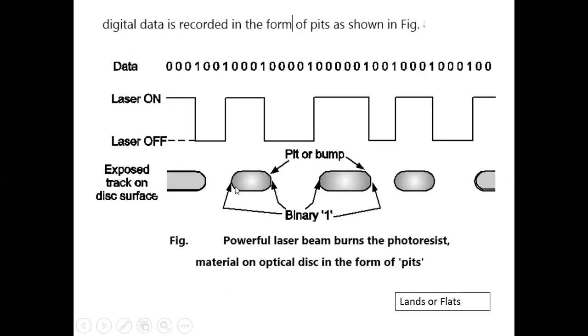And that photoresistance material, before recording it was continuous, and after recording it is representing pits or bumps. So pits or bumps indicate the edges, where the binary 1 information is represented, and the rest of the area represents binary 0 information. They are called lands or flats. So a powerful laser beam burns the photoresistance material available on the optical disc in the form of bits and lines, that is ones and zeros. Likewise, this information is recorded on this optical disc.